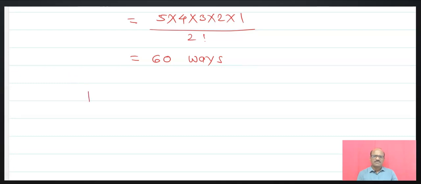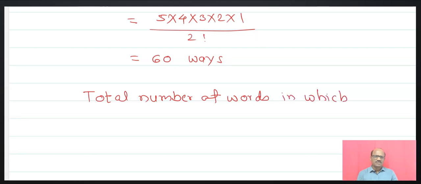Therefore, the total number of words in which 2n are together is equals to 60. Next question, number 15.